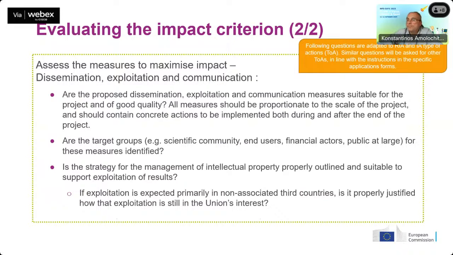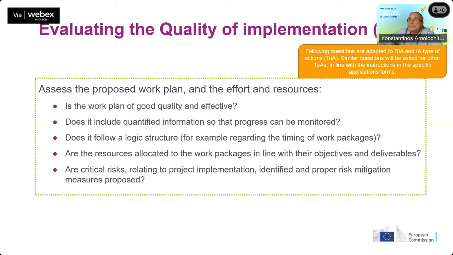Next slide. Now, for the third criterion, we're talking about the quality of the implementation. And again, here we have two sub-criteria. The first one refers to the proposed work plan and effort and resources. So we want to see that the work plan is of good quality and effective. It does include quantified information so the progress can be monitored.